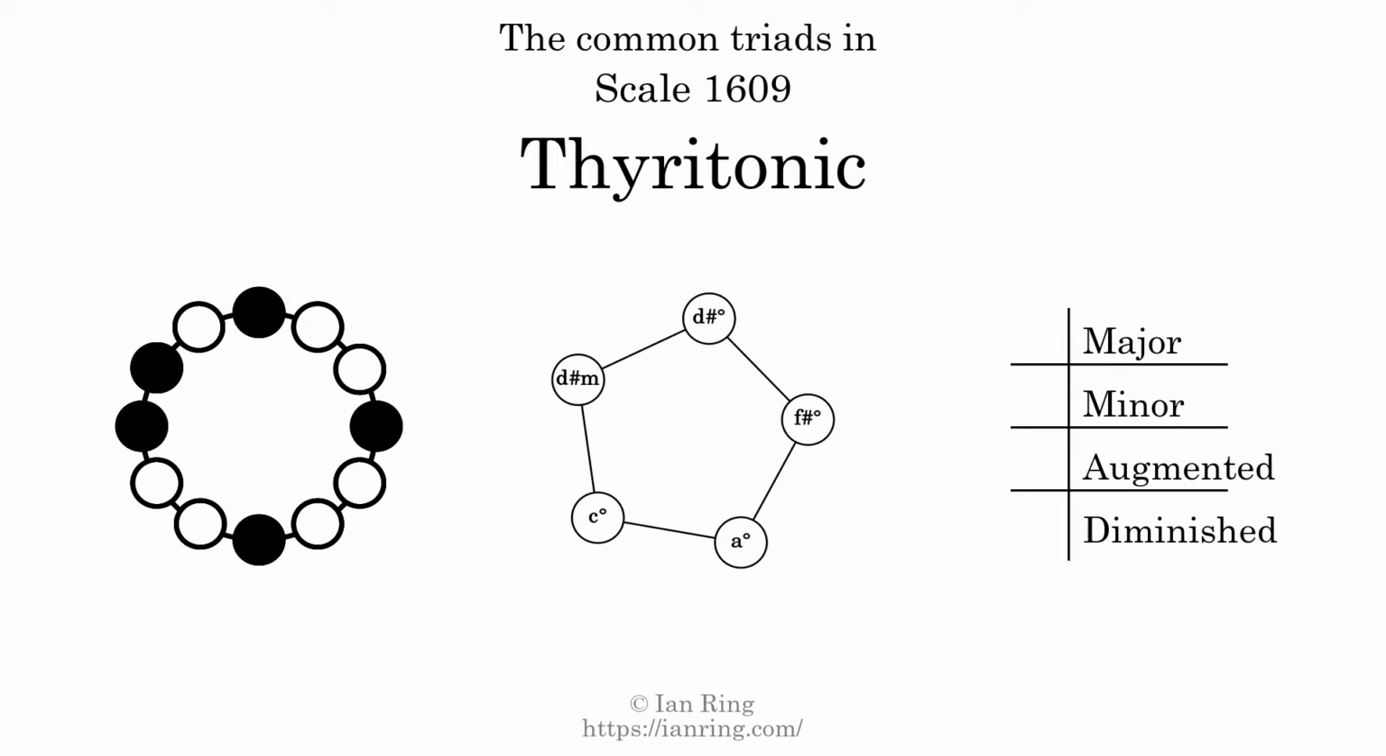The diagram in the center is a graph of parsimonious voice leading between triads. There are no major triads. There is one minor triad. There are no augmented triads. There are 4 diminished triads. Here is a Hamiltonian path of parsimonious voice leading that uses all the triads.